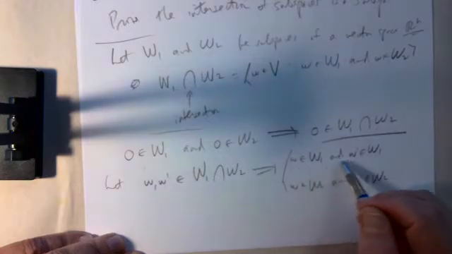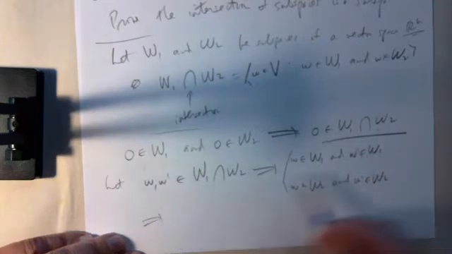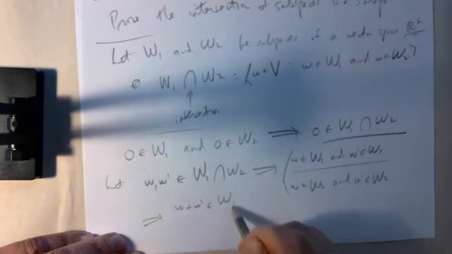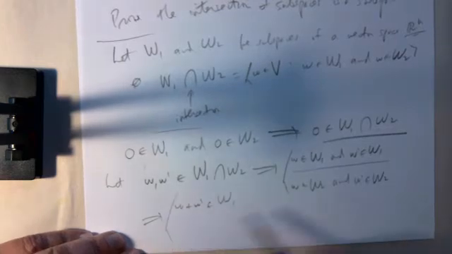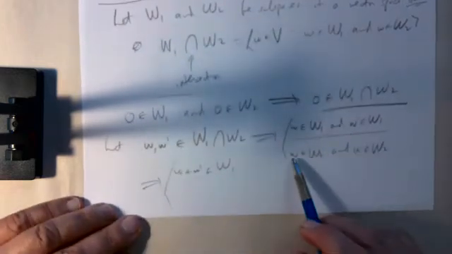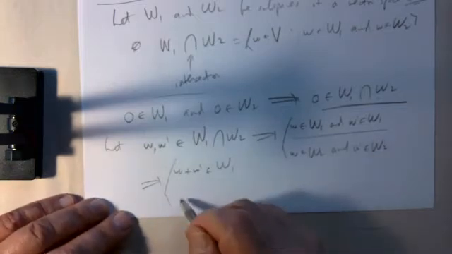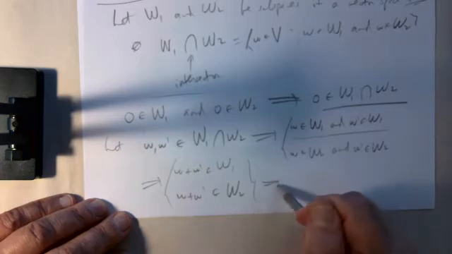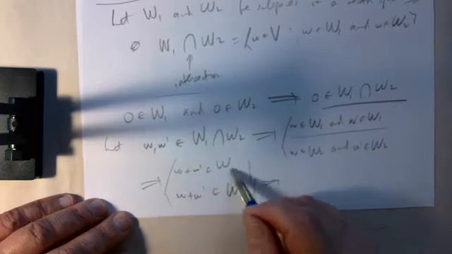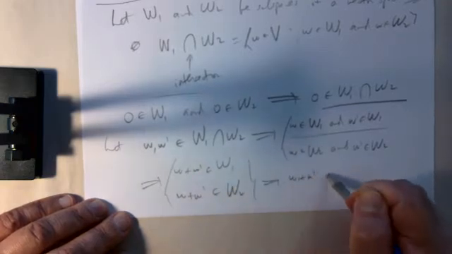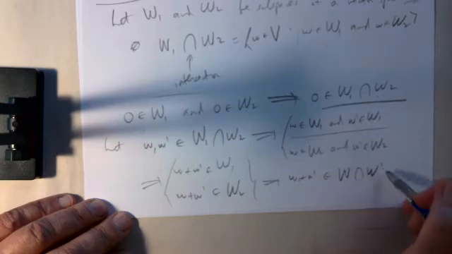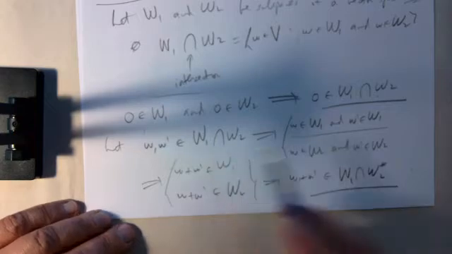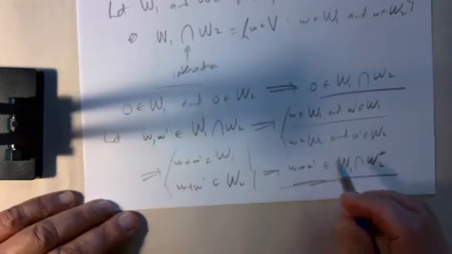But if W is in W1 and W prime's in W1, because this is a subspace, W plus W prime is in W1. And because also W and W prime are both in W2, W plus W prime is in W2. And because W plus W prime is in both of them, it's in the intersection. So the intersection of 2 subspaces is closed under addition.